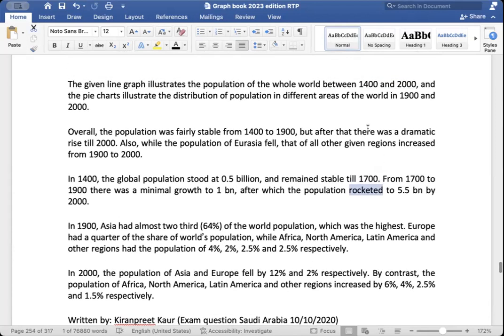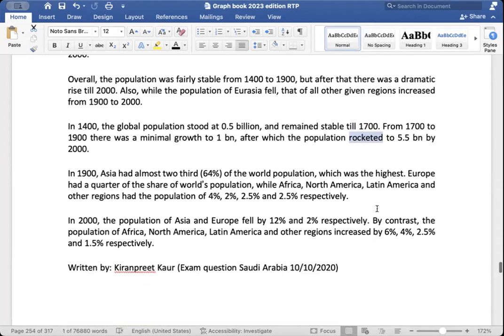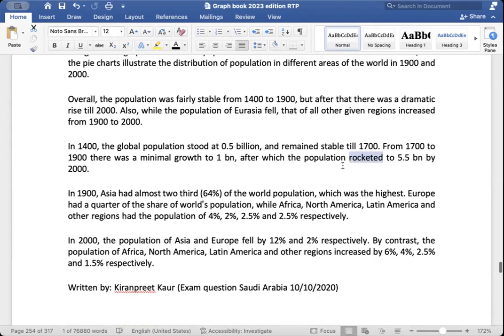I have written the word increased, dramatic rise. There was a dramatic rise. Okay. So the population rose dramatically. The population rocketed. Understood? If you may not use the word rocketed, you can say population rose significantly, considerably. Okay. You can write any such thing.